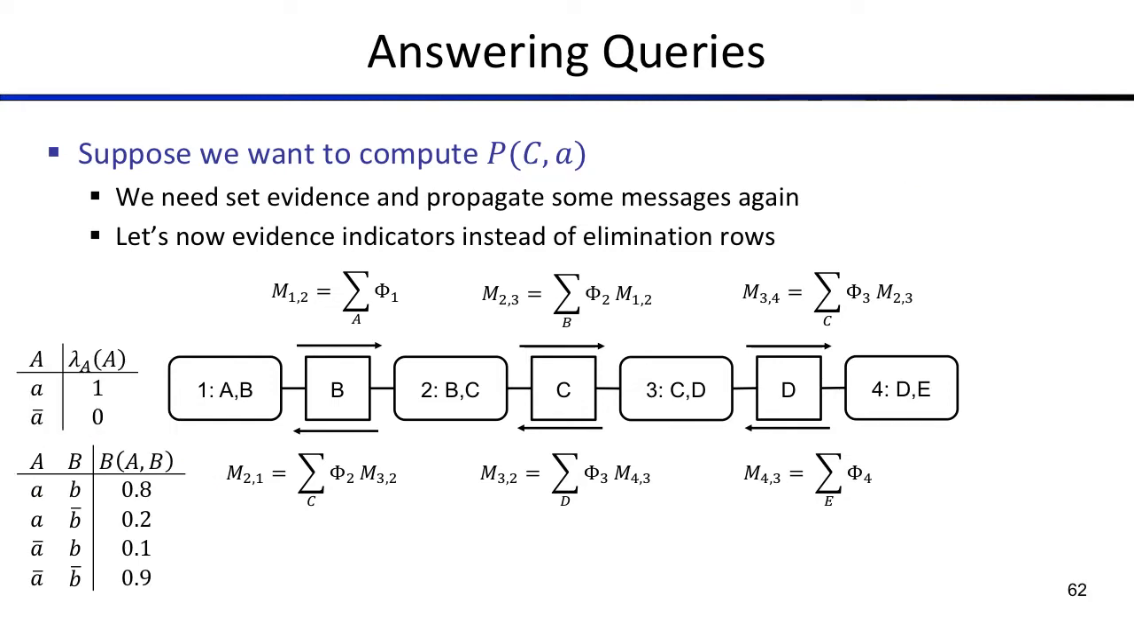So here we have the evidence indicator. When we multiply these two things together, what is going to happen is that these two rows here that mention not A and not A will have a value 0 here. So that is the way that we set evidence with evidence indicators.